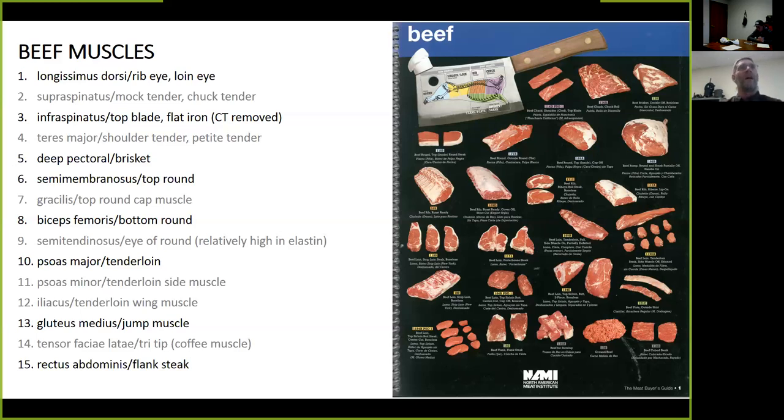Okay, I want to go down here and jump to this psoas major muscle. Can you see any cuts that might have that psoas major or the tenderloin muscle in them?